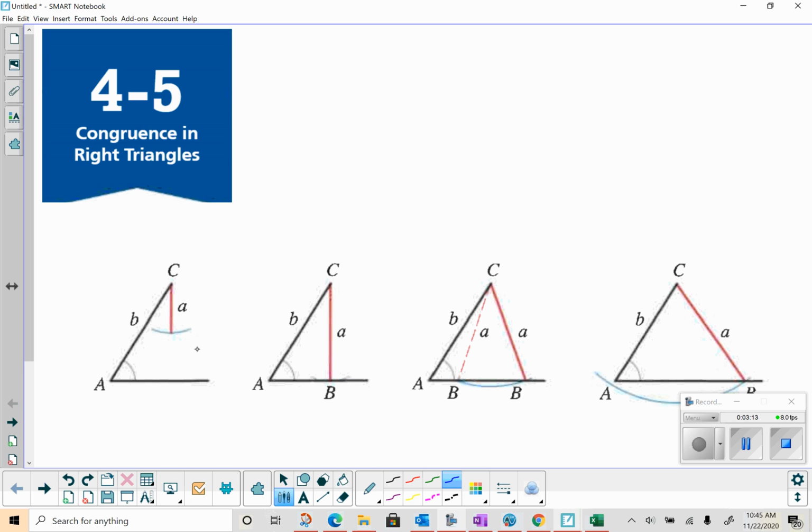So here it's too short to make a triangle. Here it's the perfect length to make a triangle. Here it's a little bit longer and it makes two different triangles. And here it's longer still, and now when we make the arc, it's gotten so long that the second solution we had gets lost. So we don't have an angle-side-side theorem because there are too many different possibilities of what could result with that given information.